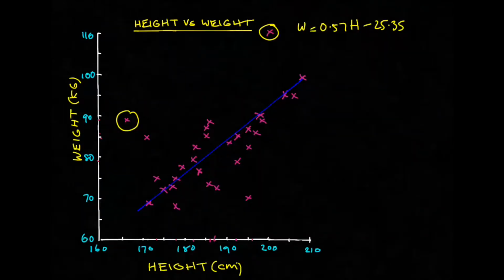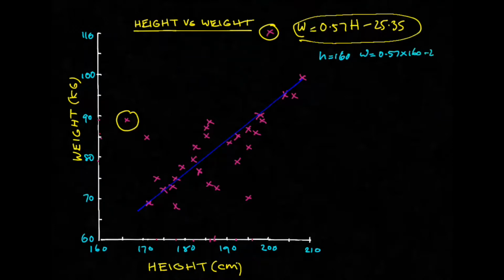We're going to go ahead and plot this regression line equation, but we've got to be careful because of the scale we've used. The y-intercept is shown in the scale for height of 160. So we're going to sub in a height of 160 to find what w will be. So for h equals 160, w is equal to 0.57 times 160 minus 25.35, and that equals 65.9 kilograms. So 160, 65.9 is a point on this graph, and that lies about here.